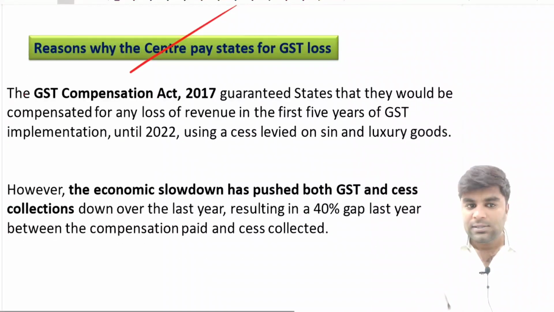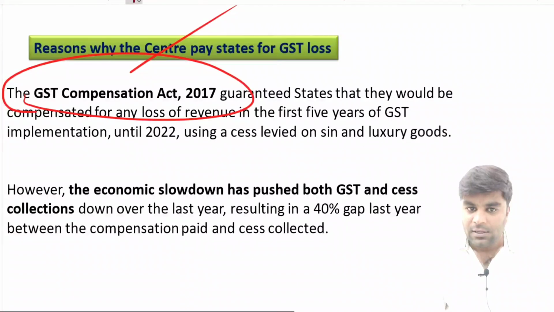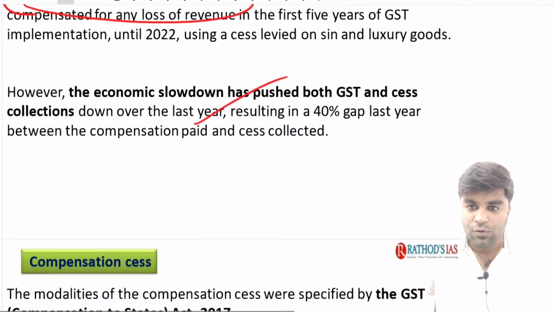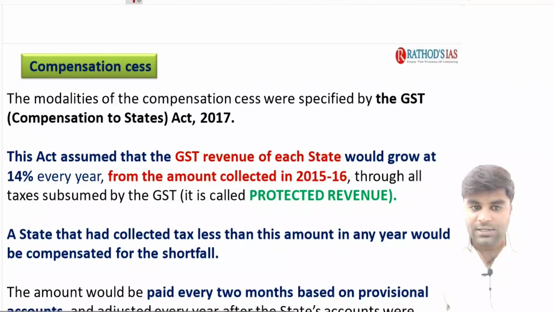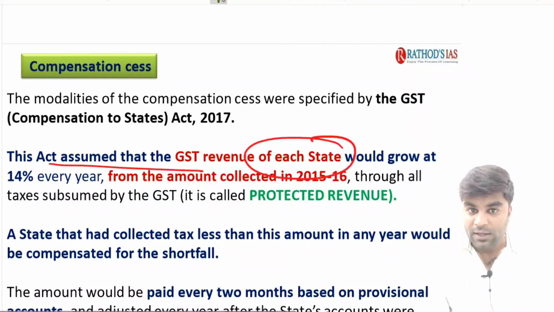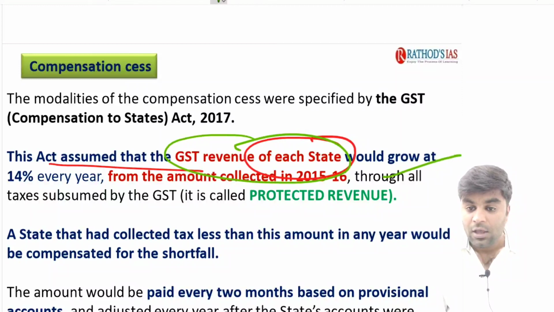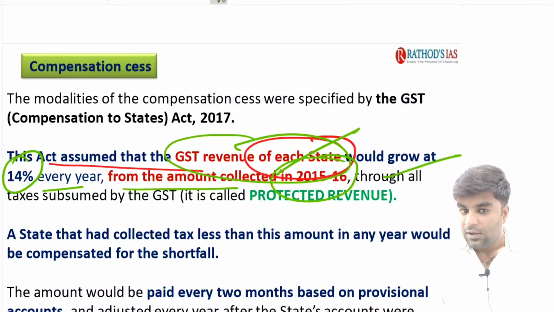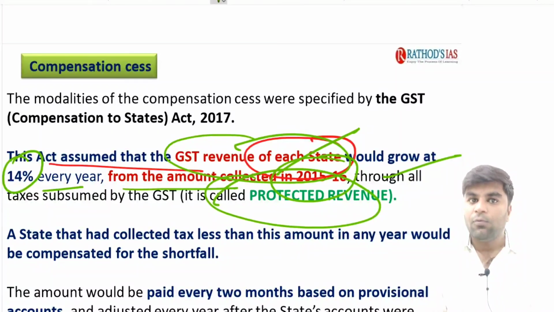Why should the center pay the losses? Because of the GST Compensation Act. These are very important for you guys. You have to remember it. Now, as I said, the GST Compensation Act assumed that the GST revenue of each state, you have to be very careful here, would grow at 14%. It is not the GDP growth rate, it is the GST revenue growth rate every year from the amount collected in 2015-16. From the amount collected in 2015-16, 100 rupees, every year the GST revenue would be assumed to grow at 14%, and that is called protected revenue, 114 rupees.